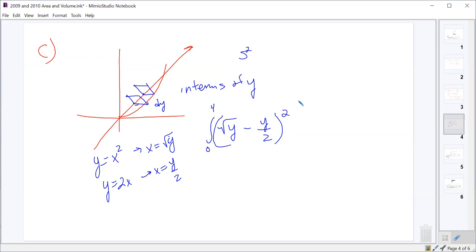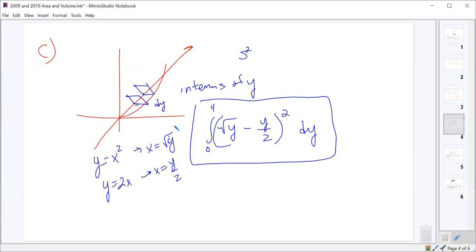Side length squared gives us our area of each cross section and a dy. And so for this one, they gave you 1 point for having the correct limits, 0 and 4, and then 2 points for having root y minus y over 2 squared dy as your integrand.